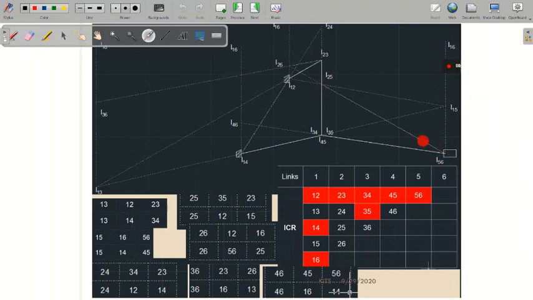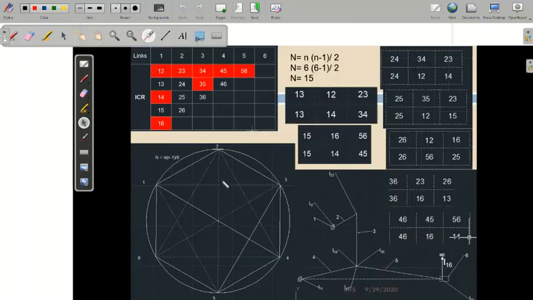So connect this and extend it. If you extend it, it will touch this line at this point, and that point is I 2 6. So I got I 2 6. That is over. Next is I 3 6. Where is 3? This is 3. Where is 6? This is 6. Connect 3 6.